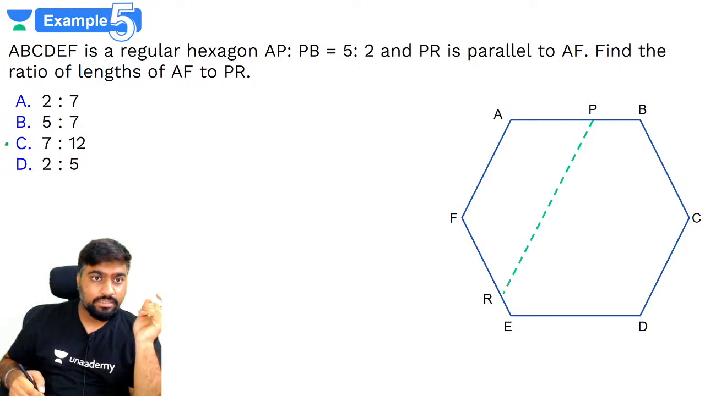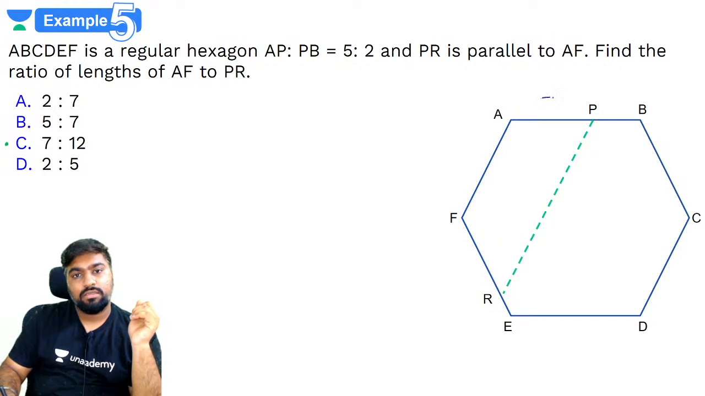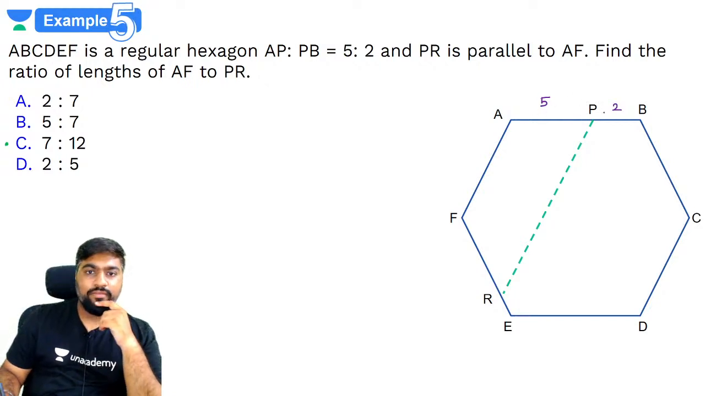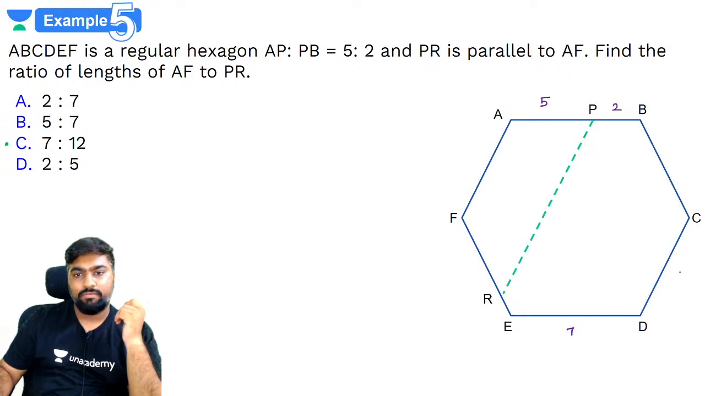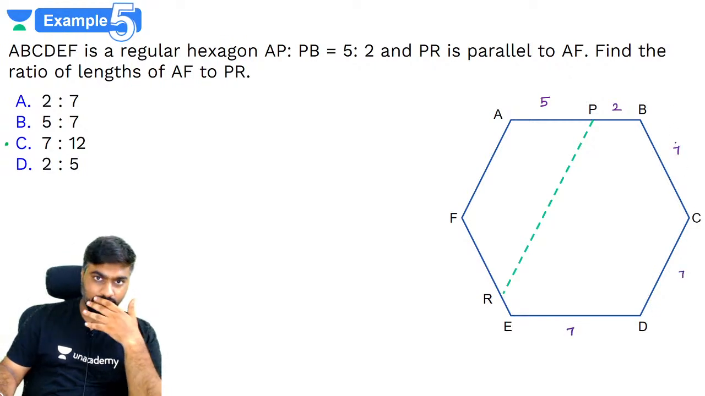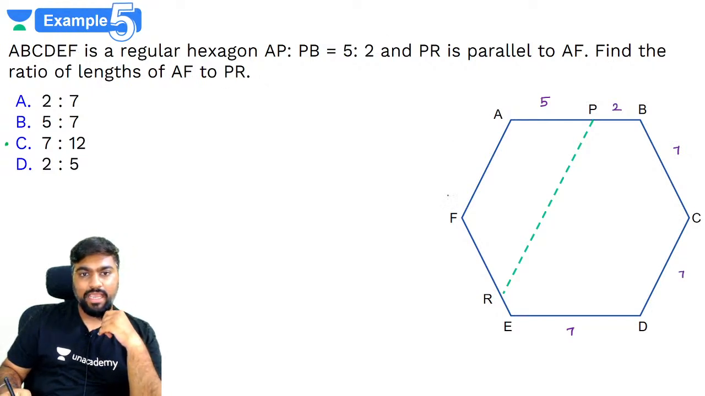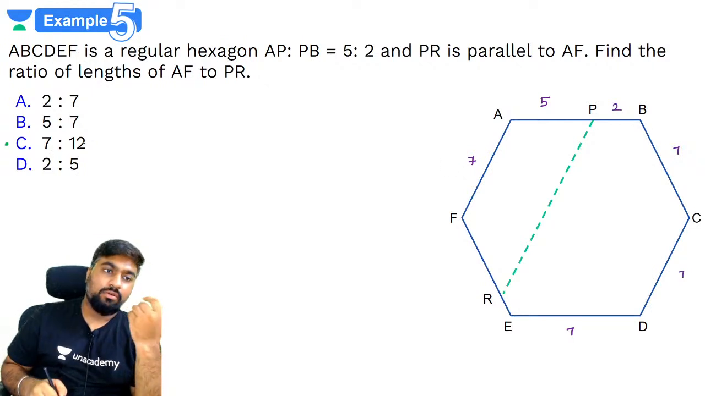So they're saying this is 5 parts. This is 2 parts. Yes, superb Gaurang. 5 parts, 2 parts. So totally it is how many? The full thing is 7 parts, correct? Each of these is 7 parts. So find the ratio of lengths AF to PR. AF is 7 parts, that is clear. So looks more like C should be our answer, okay?